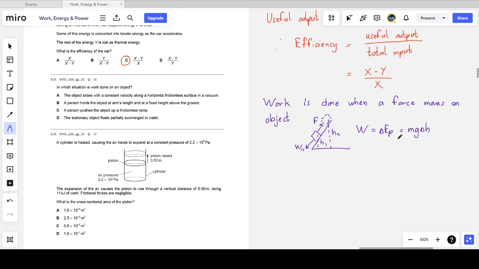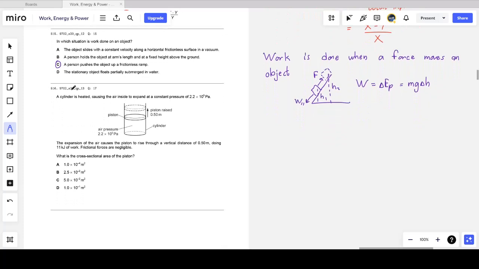So yes, work is done when a person pushes an object up a frictionless ramp, because even though it's frictionless, it's going up a slope, and so its gravitational potential energy is changing. Work must be done against the component of weight that is parallel to the plane. Okay, so that's question 515.